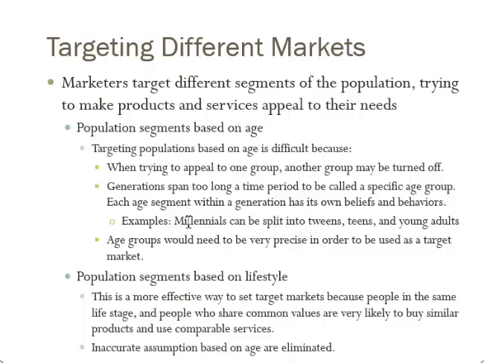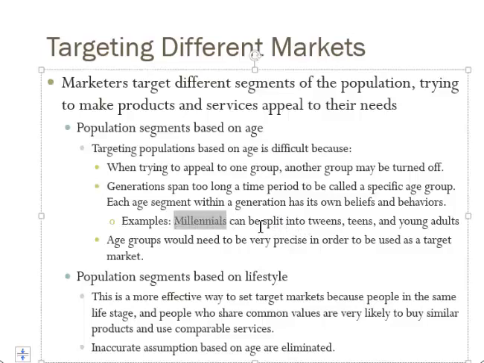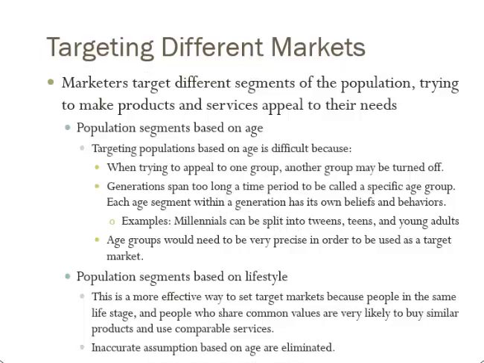So even within generations, the millennial generation, people that came of age around the year 2000, can be split into tweens, young children, teens, and young adults, and you have to make sure you know who you're targeting before you establish your plan. You can also target based on lifestyle.